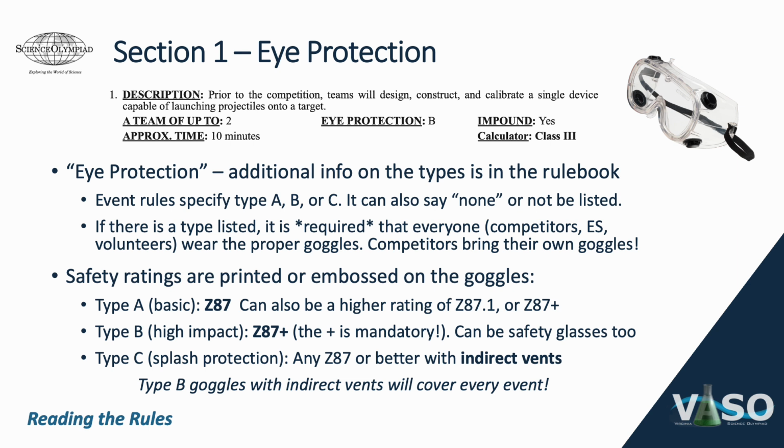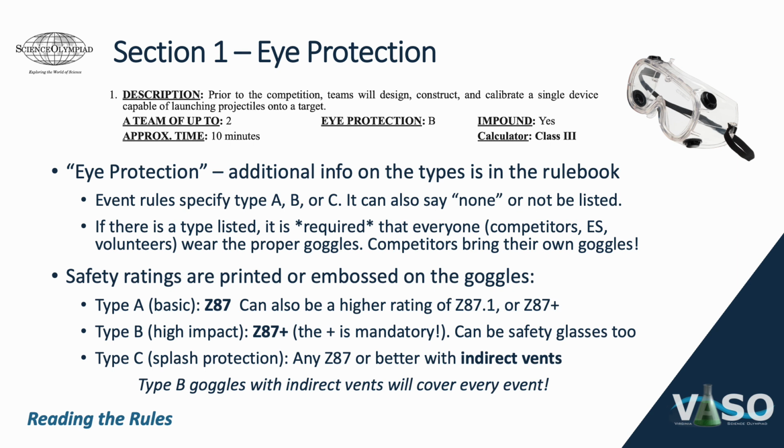The ABC system is a shorthand that National uses that represents what they want from the goggles and represents the safety rating. Type A, which you don't see in very many events, is a basic Z87 goggle. Now, you could also use a higher rating of Z87.1 or Z87 plus in an A event. Type B is for high impact events, where maybe things are flinging through the air or tower, and that requires Z87 plus. The plus is mandatory. It can be safety glasses too, but again, the Z87 plus has to be embossed on the goggles.